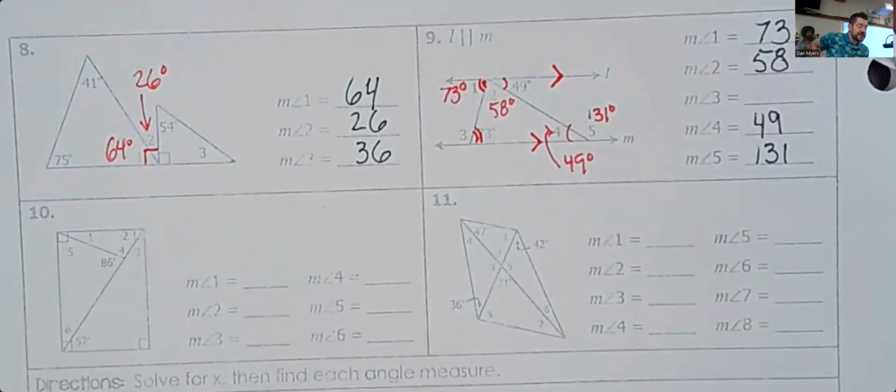All right. So then angle 1 is 73 degrees, and then angle 3. What's angle 3 going to be?